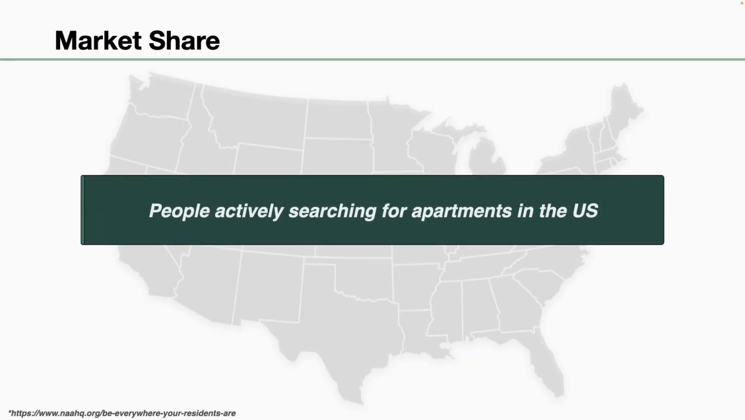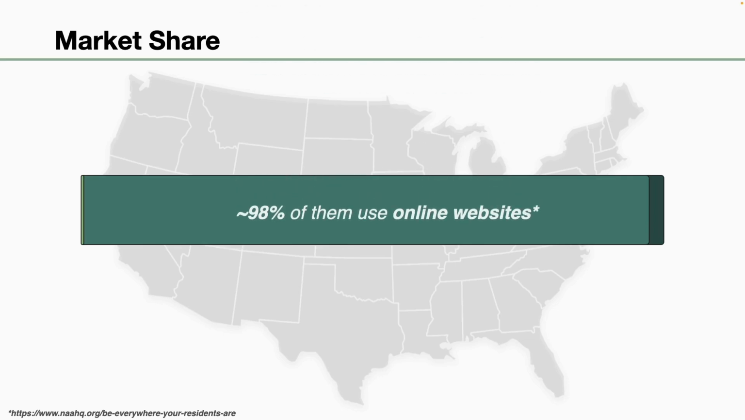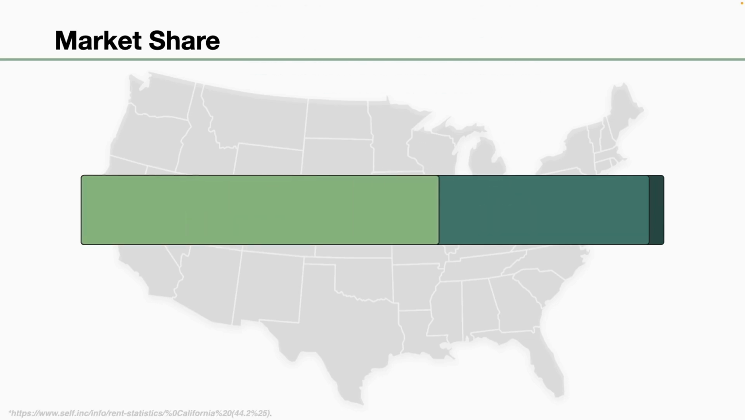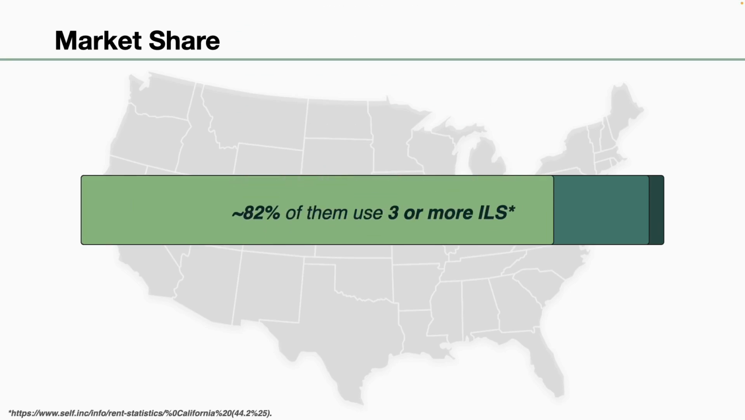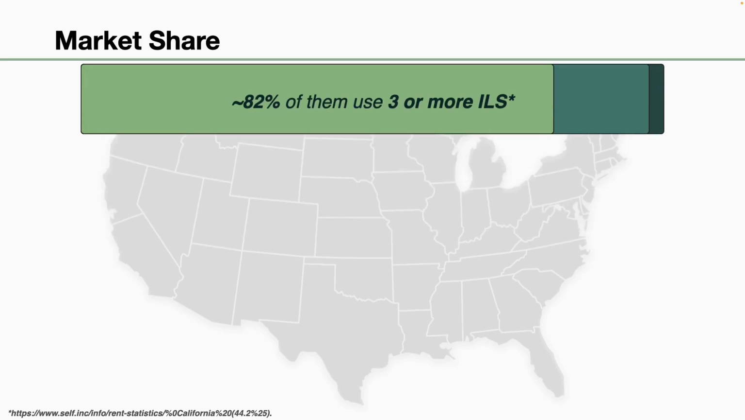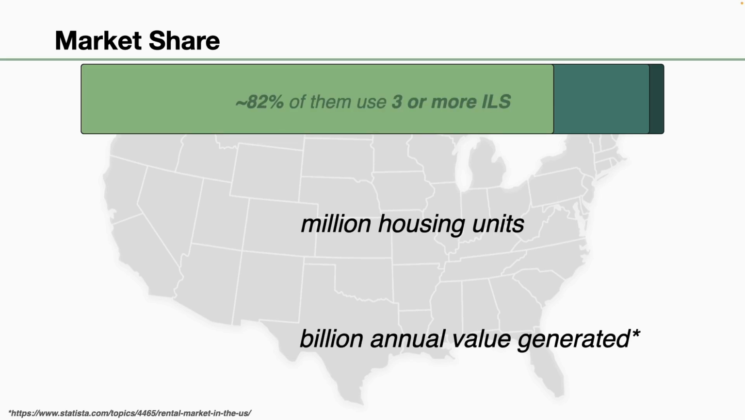But is this really worth it? Is the market share there for us to be a sustainable business? For people actively searching for apartments in the US, all of them use online websites, and most of them use three or more ILS, Internet Listing Services, which means there is a lot of competition out there. If any of these platforms use our service, that will give them a huge advantage on something that a lot of people really care about.